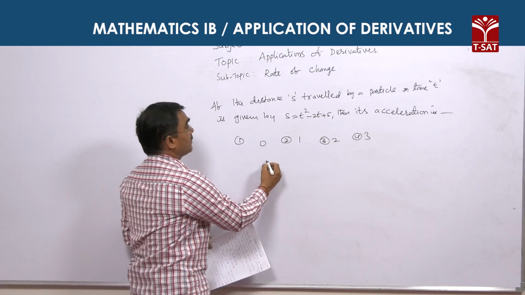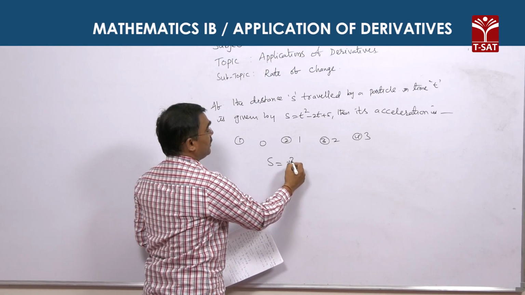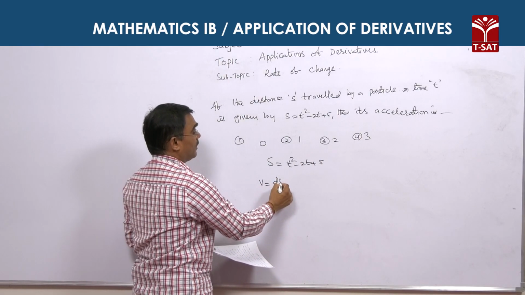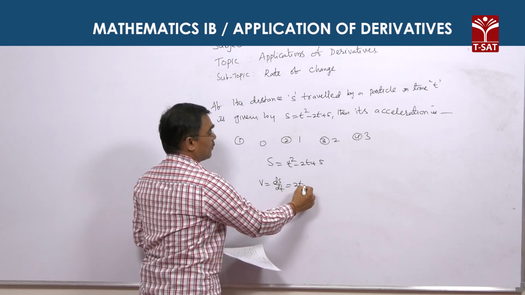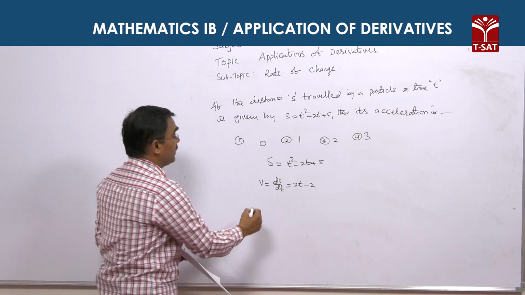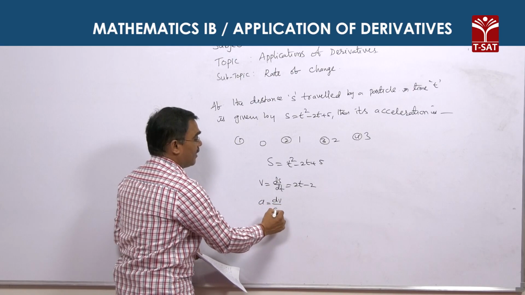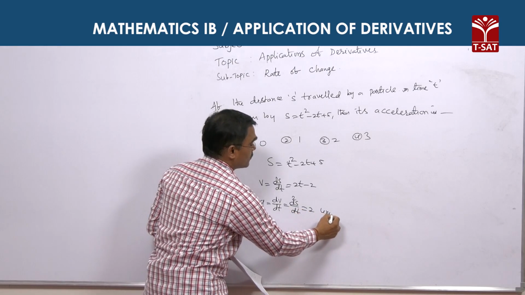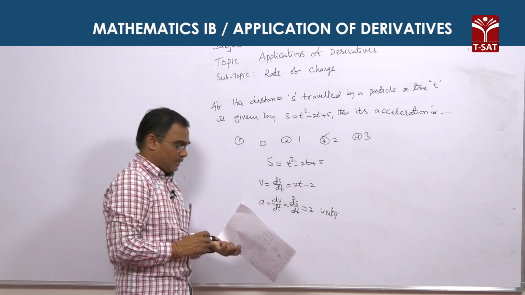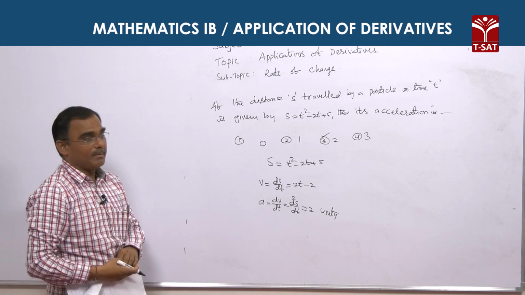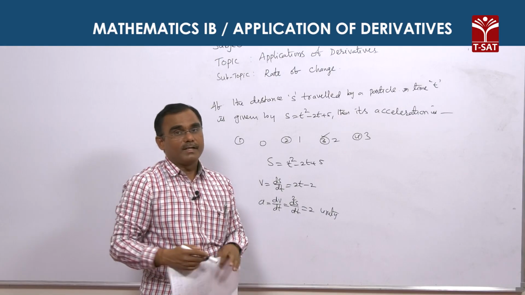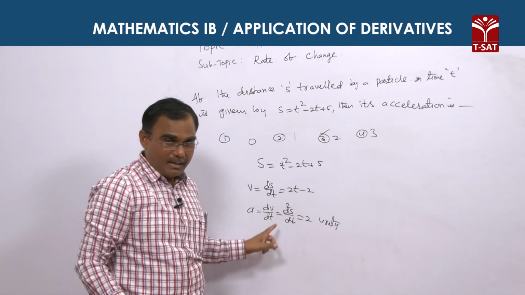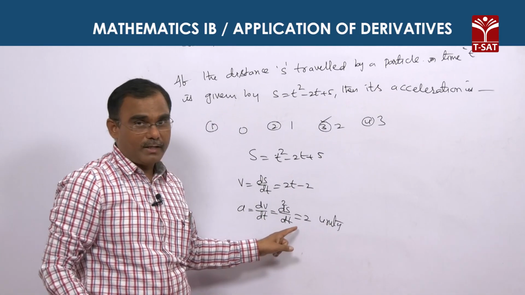So the distance traveled s is equal to t² minus 2t plus 5. The velocity v is equal to ds by dt, which is 2t minus 2. Then acceleration a is equal to dv by dt or d²s by dt², and the value is 2 units. So the acceleration is 2 units. Sometimes they ask for velocity, sometimes acceleration. Velocity v is equal to ds by dt and acceleration d²s by dt² is 2 units.